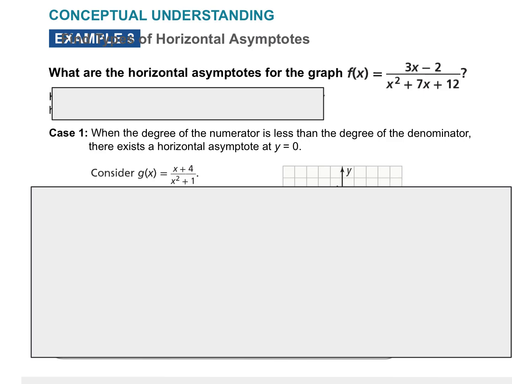So, what are we comparing here? What is case 1 comparing?